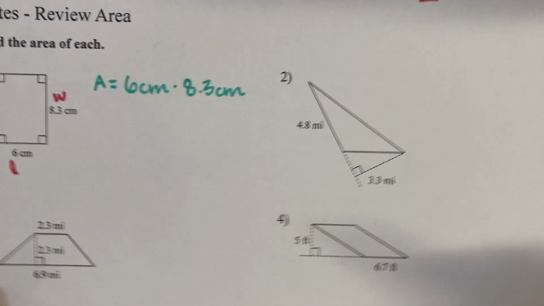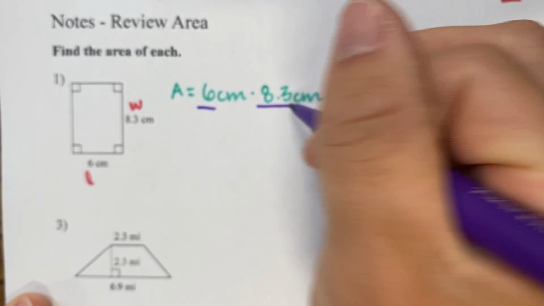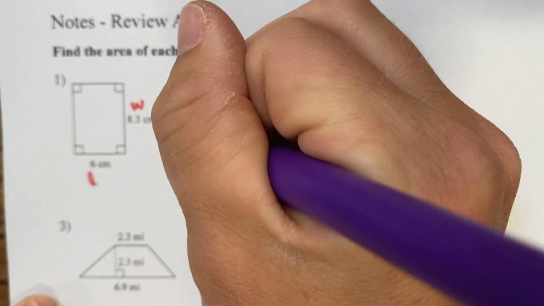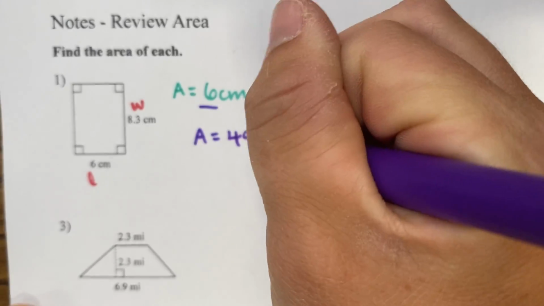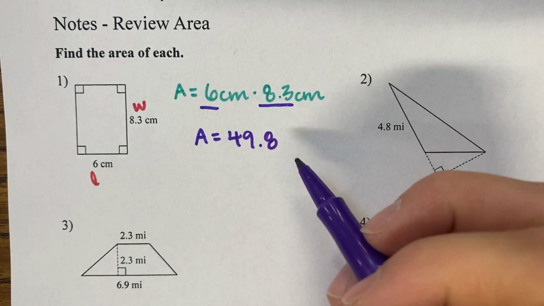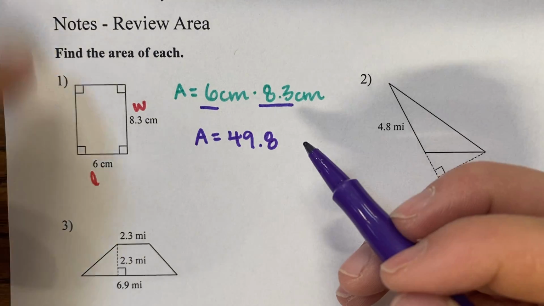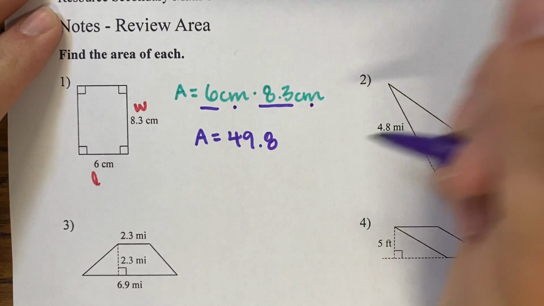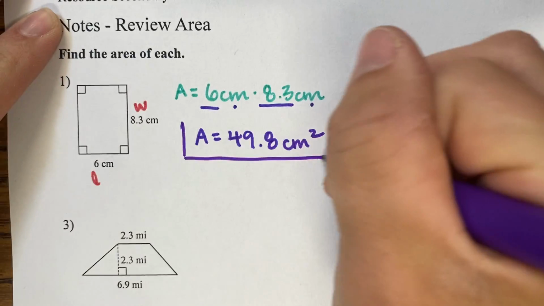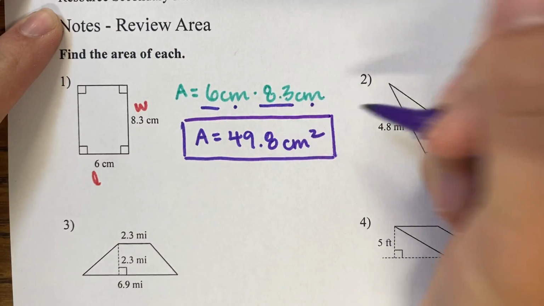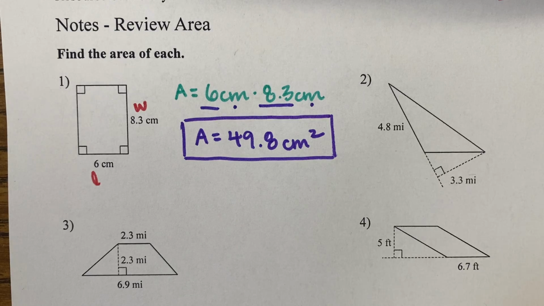So we multiplied 6 times 8.3, and we got that our area equals 49.8. Okay, what are my units of measurement though? I have centimeters times centimeters, so centimeters squared. And there's our area, 49.8 centimeters squared.